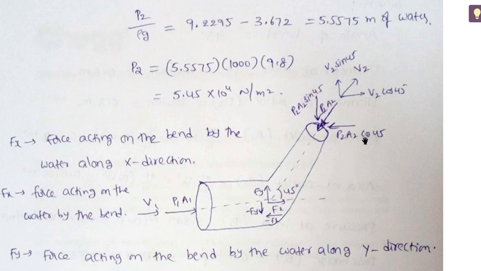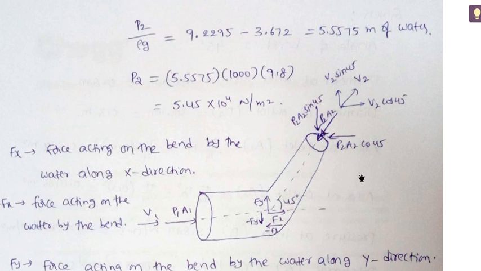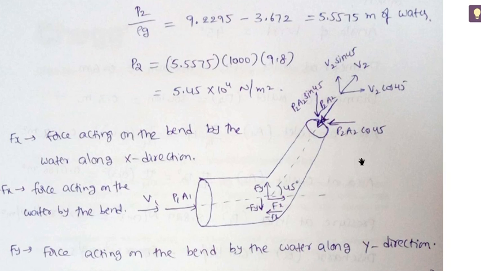This one will become the cos component and this one will become the sin component. The fluid is leaving with a velocity v2. Again we can resolve this one into two components, cos component and then sin component. And the other forces acting are Fx, the force acting on the bend by the fluid along x direction, and Fy, the force acting on the bend by the fluid along y direction.